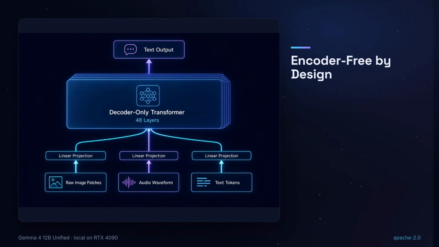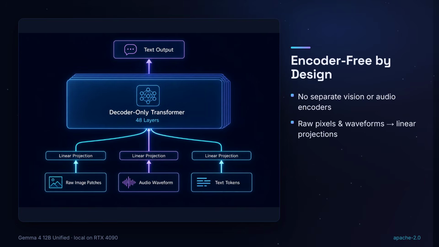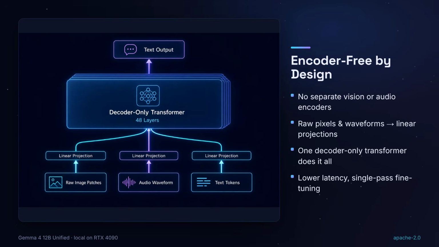Here's what makes the unified variant special. Traditional multimodal models bolt separate vision and audio encoders onto a language model. Gemma 4 12B eliminates those encoders entirely. Raw image patches and raw audio waveforms are projected straight into the embedding space through lightweight linear projections. Everything then flows through one decoder-only transformer. The payoff is lower multimodal latency, and the whole model can be fine-tuned in a single pass.